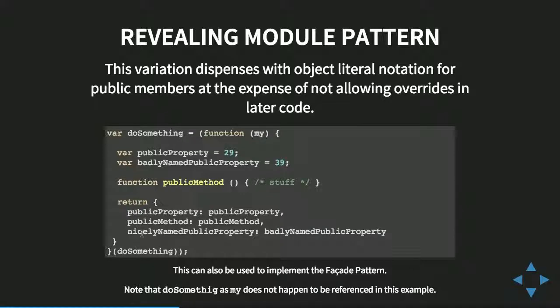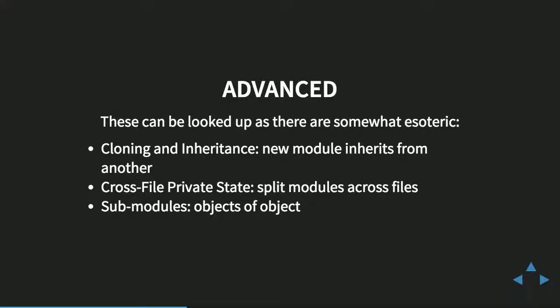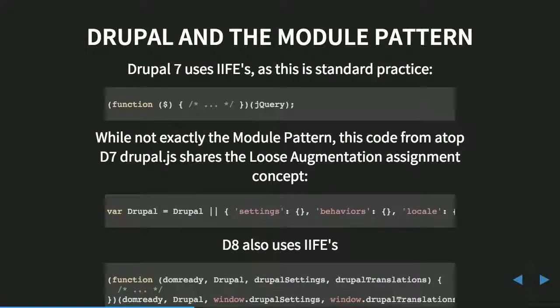Oh, here it is. Nicely named public property now points to your internal badly named public property, which is here. So this is another occasion of the facade pattern where you can basically take internal functions that would be private, and make them public by passing them in the object. There are other advanced ways of doing module patterns. I'm not going to get into those too because the previous ones cover most use cases.